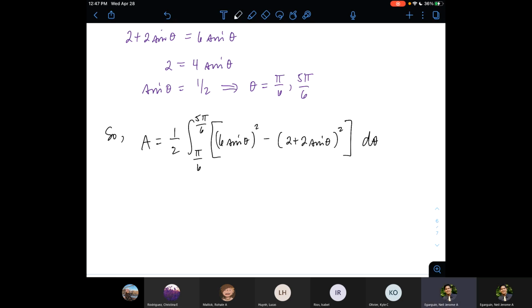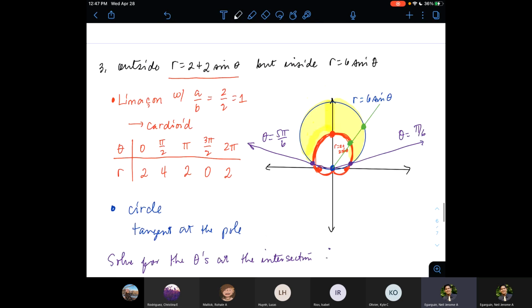Okay. Another approach is to take advantage of the symmetry. Because again, here, you can simply integrate from pi over 6 until pi over 2, and just argue that it is symmetric with respect to the y-axis, or to the theta equals pi over 2 ray. Because this area is exactly the same as this area over here.